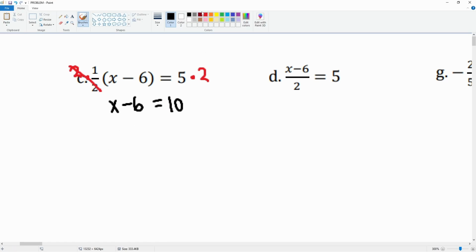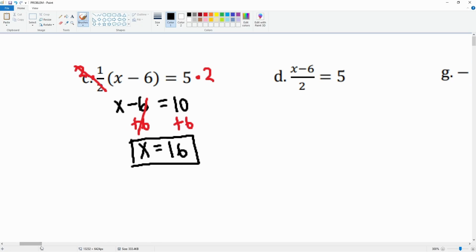That x has a negative 6 that is still attached to it, so we're going to add 6 to both sides. Negative 6 plus 6 will cancel, leaving you with just an x on the left. 10 plus 6 gets you 16. That is after you solve for x. X is equal to 16.